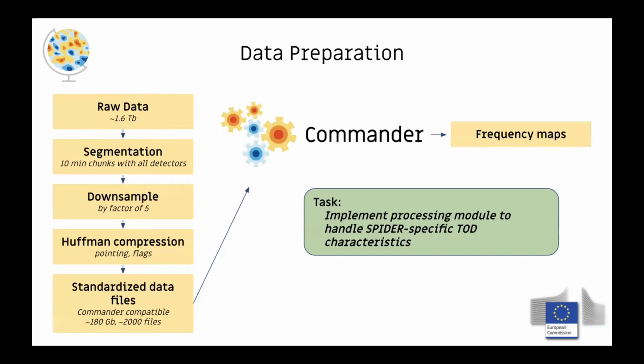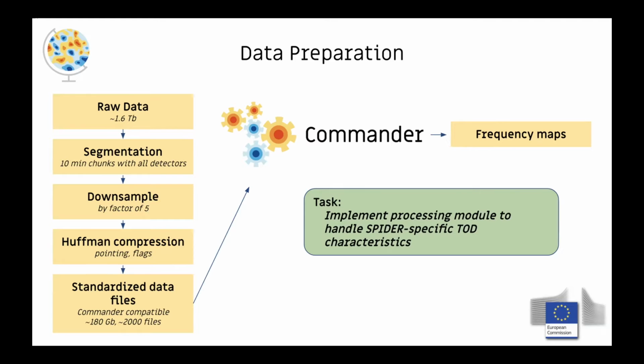We start out with the raw data of the instrument, which is about 1.6 terabytes of data. Then we segment this data into 10-minute chunks, where each chunk contains 10 minutes of all the available time streams, like the TOD, the pointing or polarization angles, the flags and so on. Then we downsample these data by a factor of 5, reducing the sampling frequency from 120 hertz down to 24 hertz to reduce data volume, and it will only cost us high frequency noise.